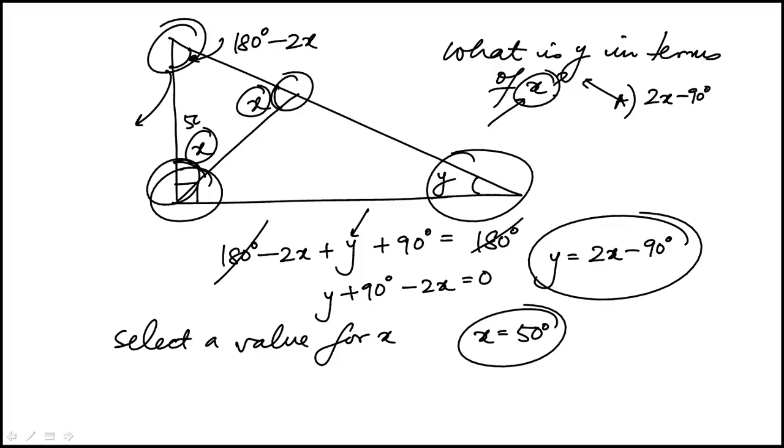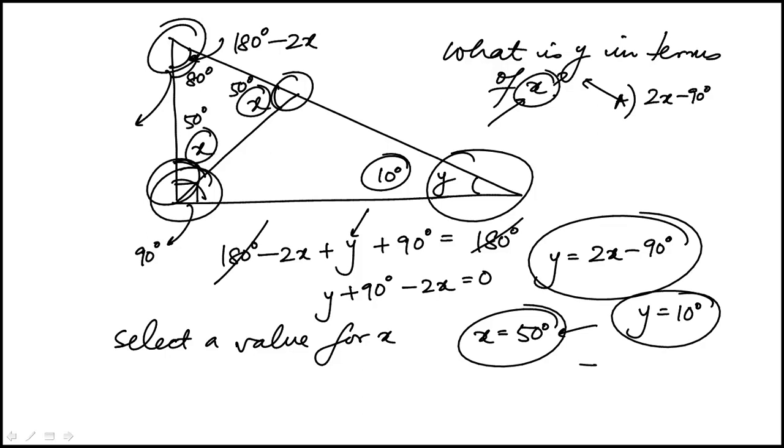So we know this is 50, this is 50. So that's 100, which means this angle is 80. And we know this is 90. So 90 plus 80 is 170, which means y is 10. So when x is 50, y needs to be 10.